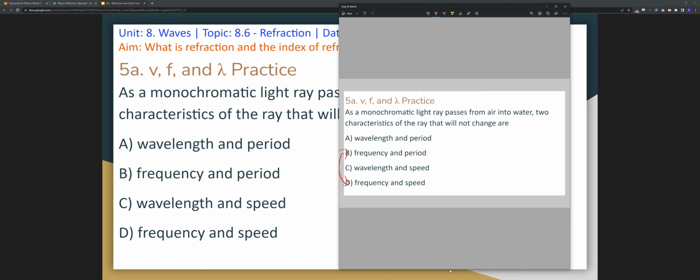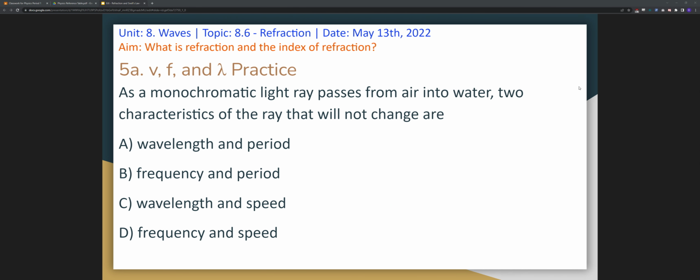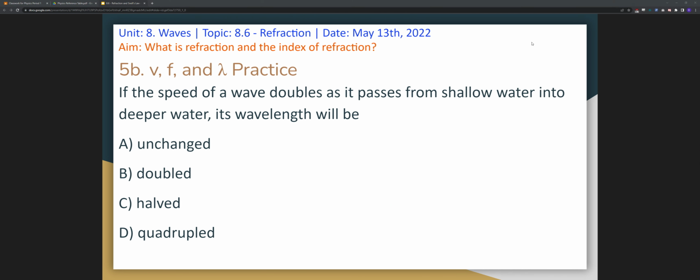But frequency and period are inverses of each other. Which means that if frequency stays the same, then T, your period, must also be the same. Speed will definitely change. So the answer here is B. The speed of your wave changes as you move from one medium to another. 5B.